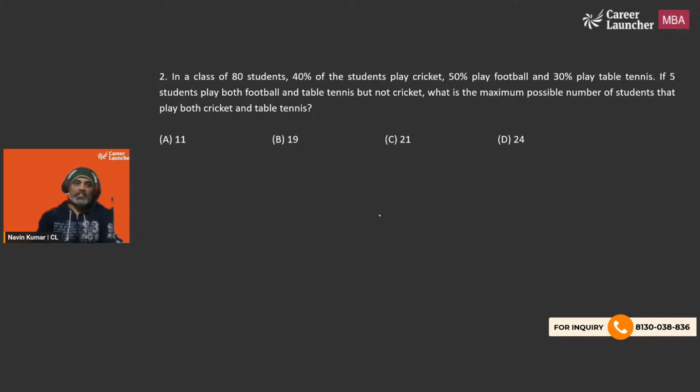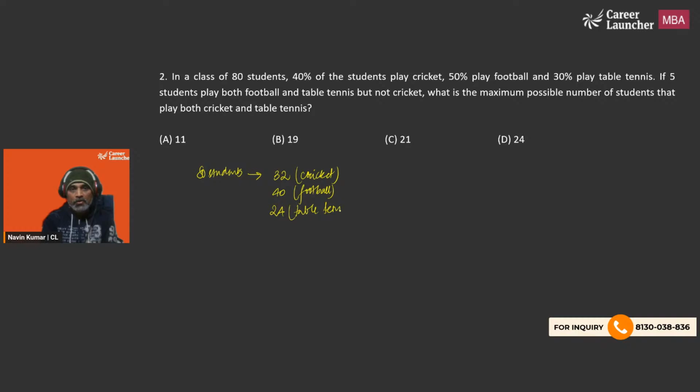We have a class of 80 students. Out of these 80 students, 40% of 80 is going to be 32. So these 32 students play cricket. 50% of 80 students, that's 40 students, play football. And 30% of 80 students, that's 24 students, play table tennis.